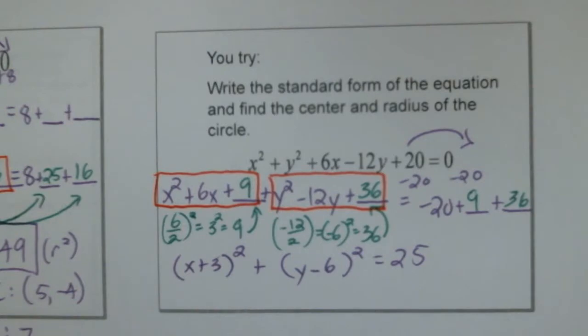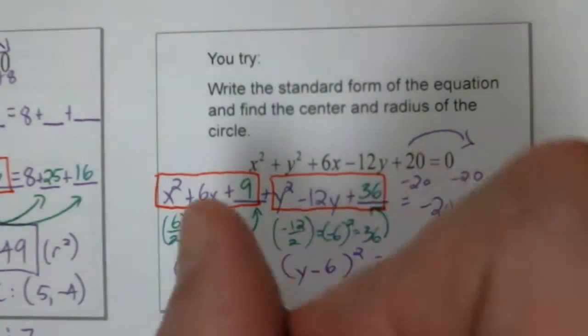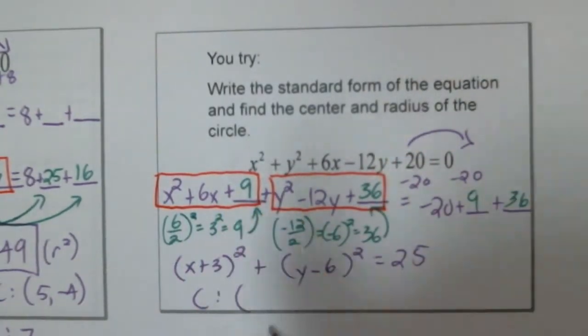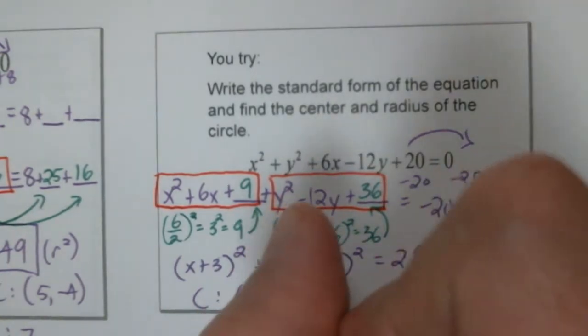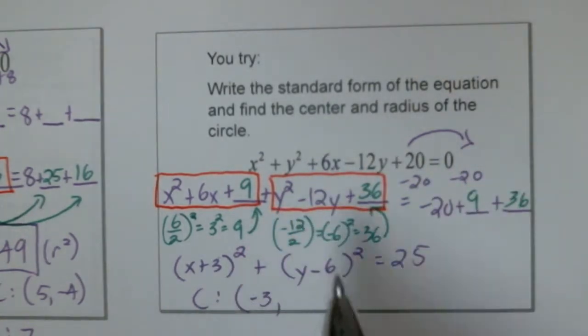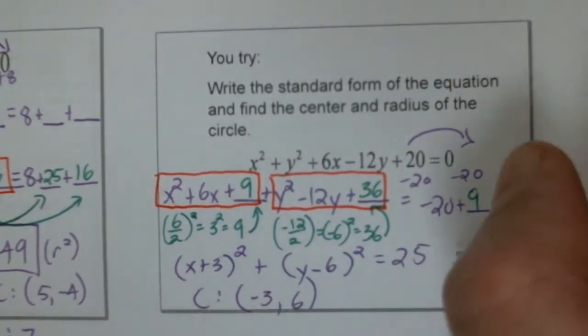Now I am in standard form, and now I'm ready to tell you what the center and the radius are. The center, I flippy flip. Flip the sign, negative 3. Flippy flip. Flip that, that becomes positive 6. Okay, this is r squared.